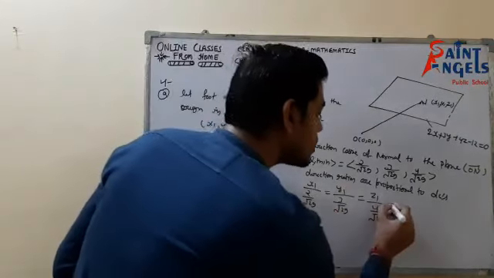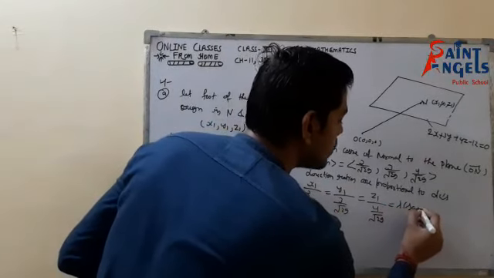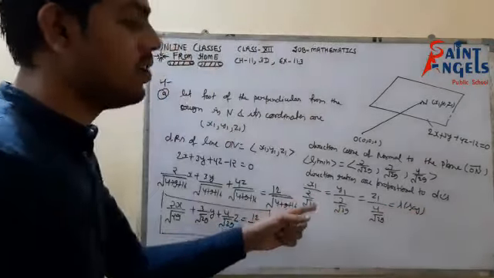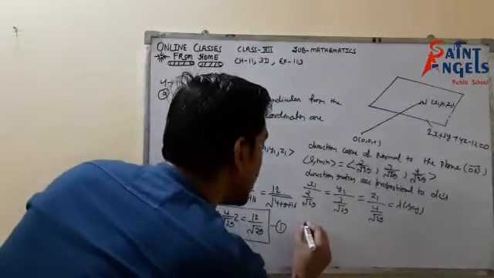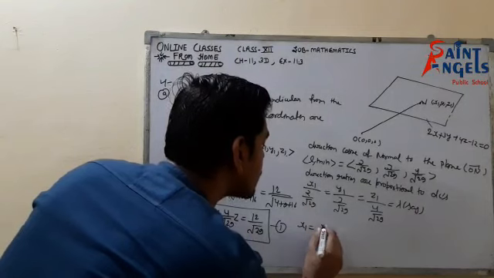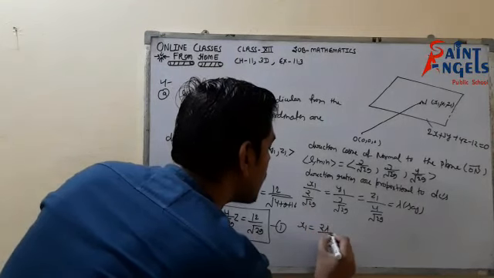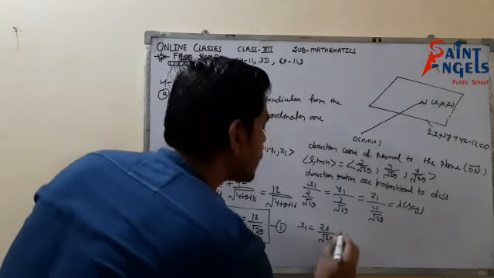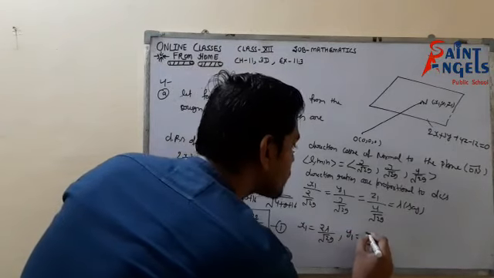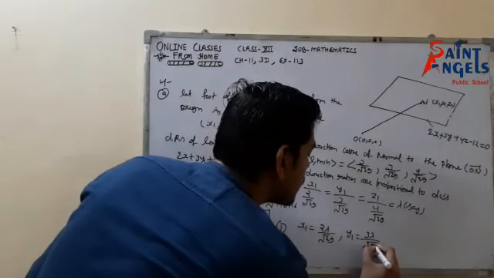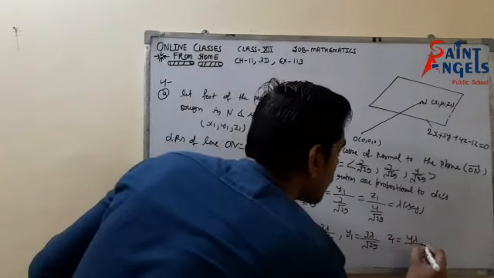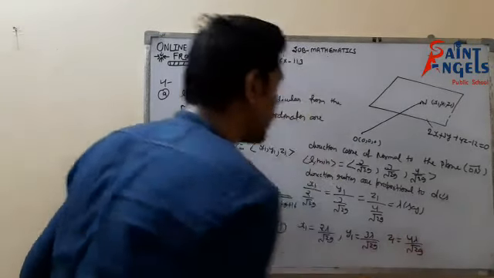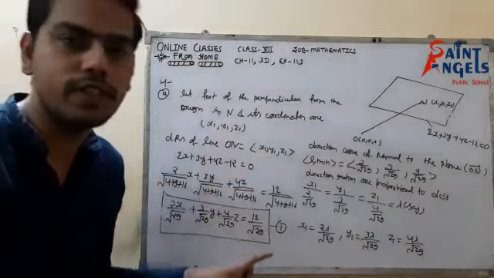We say that this equals lambda. Okay, so now from here I will find the value of x1, y1 and z1 in terms of lambda. So from here x1 would be 2 lambda upon under root 29, y1 would be 3 lambda upon under root 29, and z1 would be 4 lambda upon under root 29. Okay, now our question is almost finished, because what?